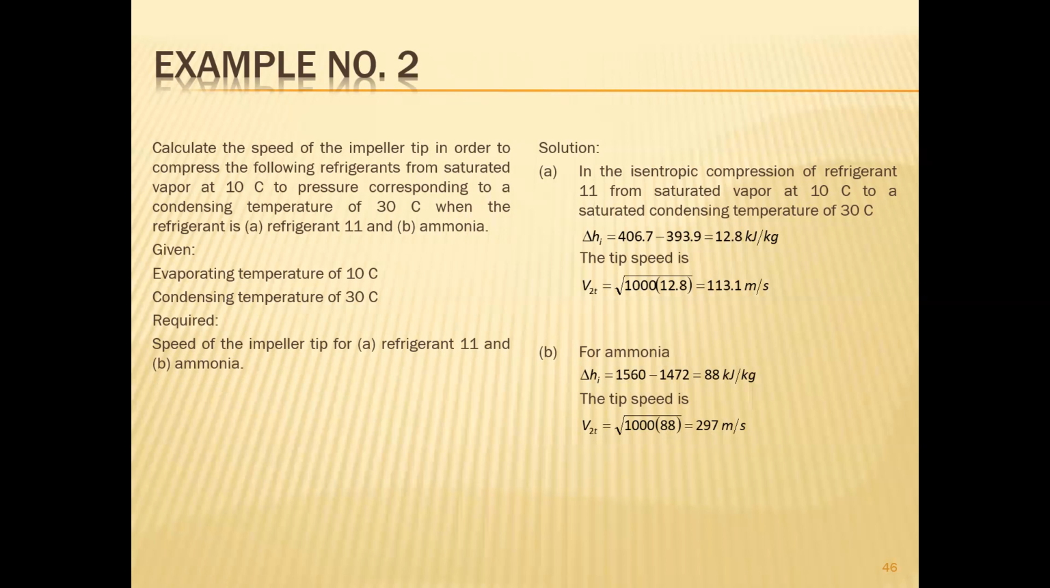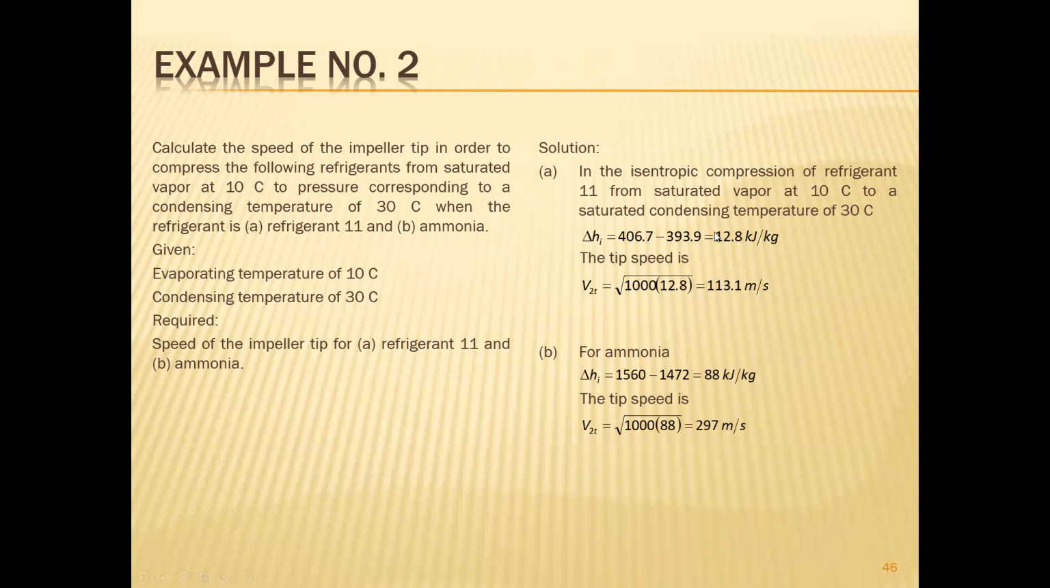Gagamitin mo dito para makuha mo yung velocity in feet per second. So, letter B for ammonia. Delta h is equal to 1560 minus 1472 or 88 kJ per kilogram. Yung 1472 is saturated. Then, kumuha ka ng isentropic, punta ka ng 30°C saturated condensing temperature, makuha mo yung 1560. Now, the tip speed is U2 equal to the square root of 1,000 times 88, equal to 297 meters per second. So, yun ang procedure nito. Di na masyado, saka na.